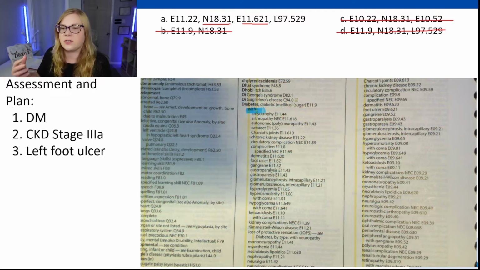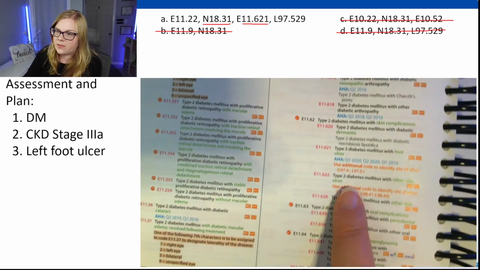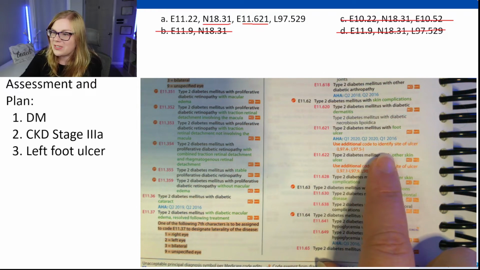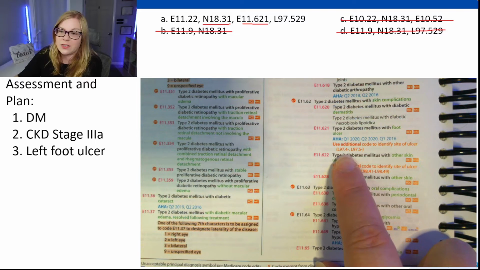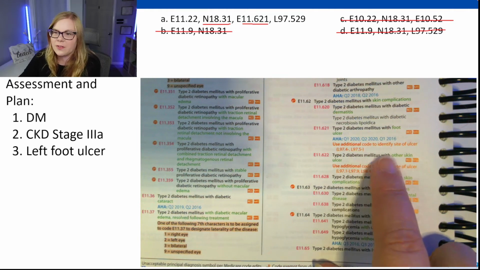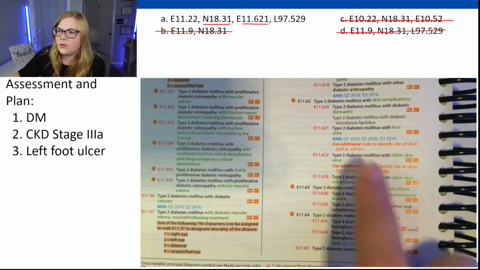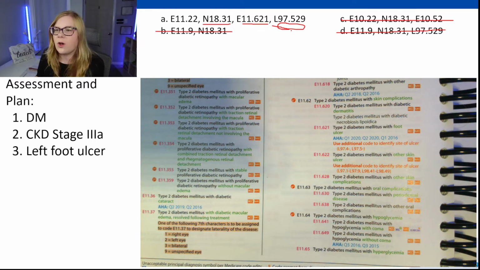So when you look up E11.621 in the tabular list, and let's do that right now actually, it's very kind to us, and it tells us to use an additional code to identify the site of the ulcer. So it wants to know basically, where is this ulcer? Even though we know it's a diabetic ulcer, we want to know, is it the right or the left? Where the heck is it? And it gives you the different code ranges to even look at. So that's what that L97.529 code is. That is to identify that this ulcer is on the left foot.